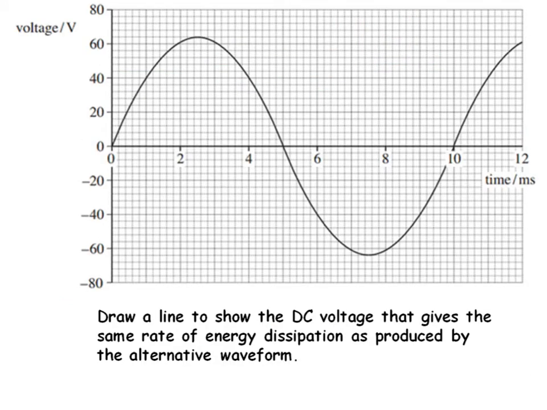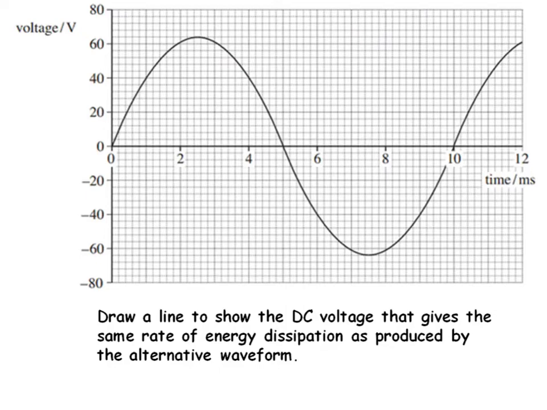So this next part asks you to show the DC voltage that gives the same rate of energy dissipation. So what you're looking at is the DC equivalent voltage, and that is the same as the root mean square voltage. It's just different ways of talking about the same thing. The DC voltage that gives the same rate of energy dissipation is the RMS voltage, or the root mean square voltage. Obviously we previously calculated that was 45 volts.